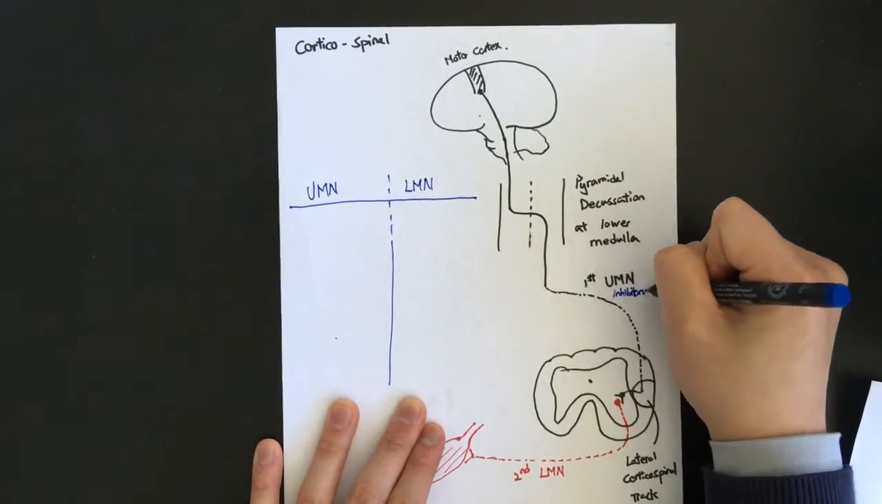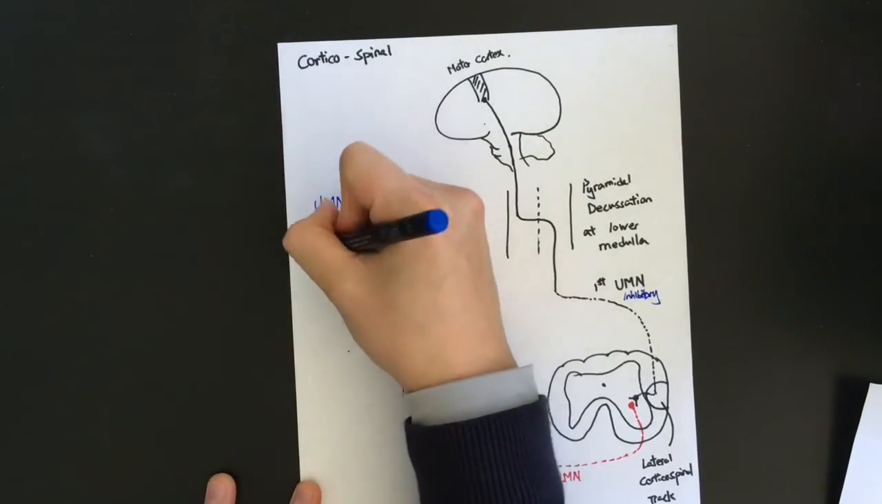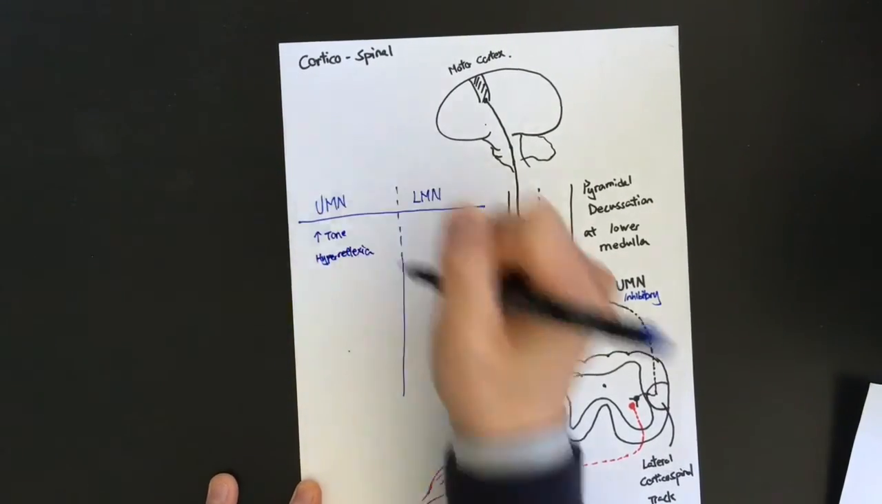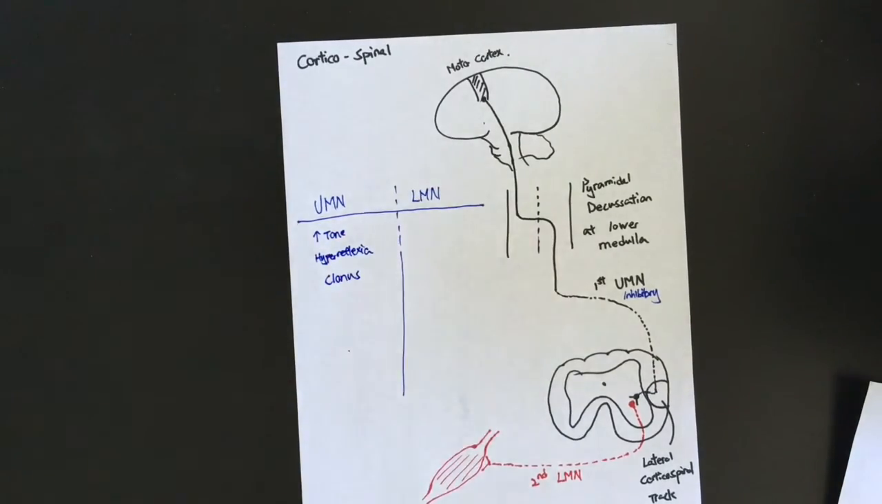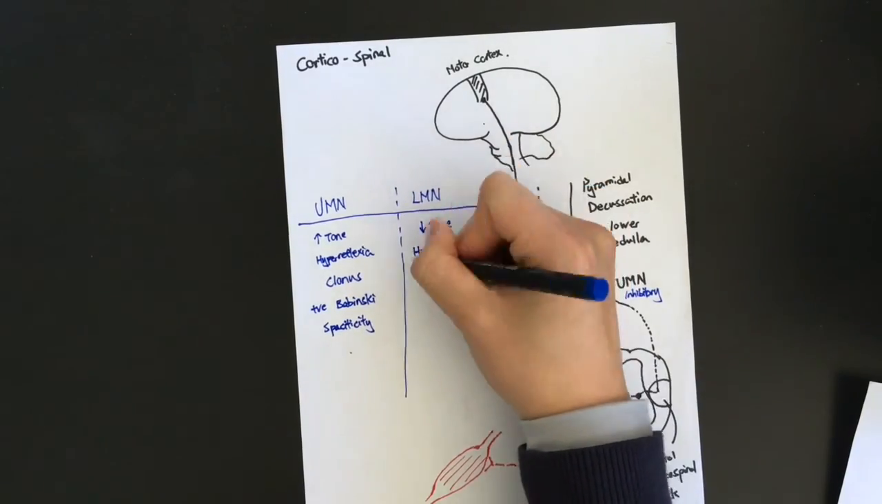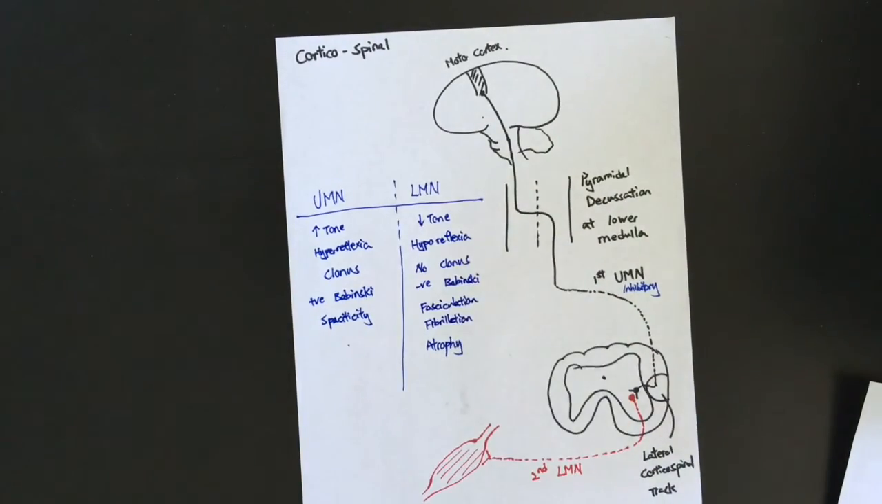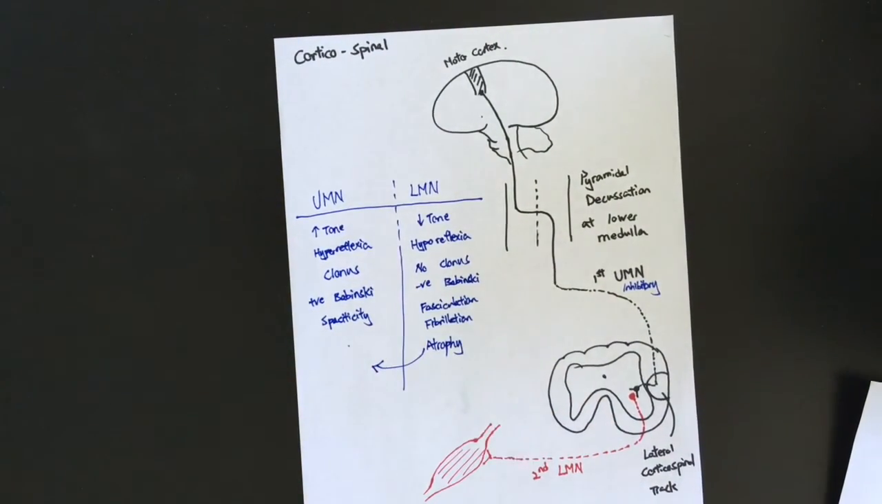As our upper motor neuron is an inhibitory neuron, if we had a lesion in this motor neuron, we would get increased tone, hyperreflexia, clonus, a positive Babinski sign, and spasticity. In contrast, if we had a lesion in our lower motor neuron, which is generally excitatory, we would get decreased tone, hyporeflexia, no clonus, and a negative Babinski sign. We would also see fasciculations and fibrillations, as well as atrophy of this muscle. Atrophy could also potentially occur in an upper motor neuron lesion, however this would occur over a much delayed period.